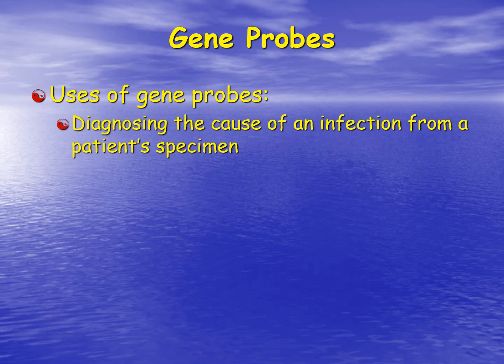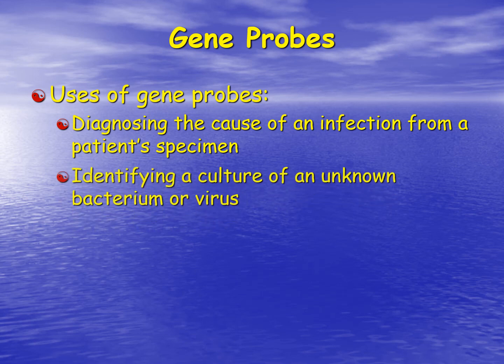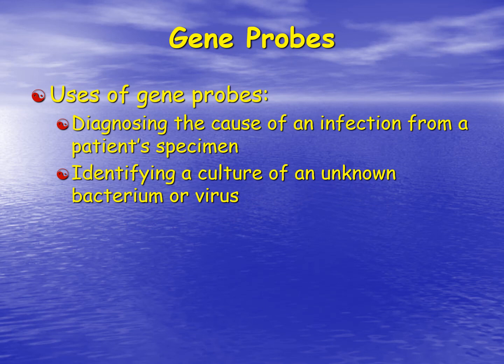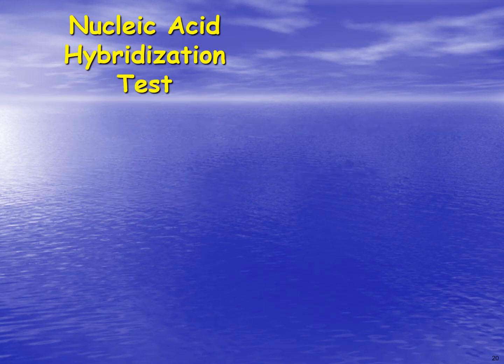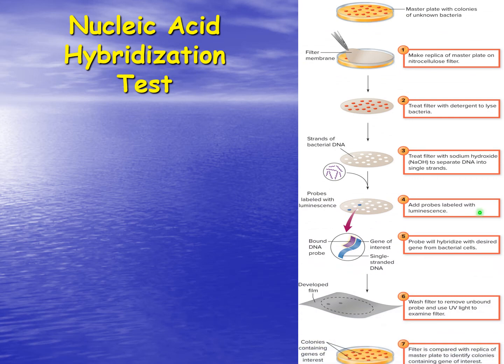Use of gene probes then allows for diagnosis of the cause of infection from a patient's specimen, because if we get hybridization of the known probe with the sample from the patient, we can then identify what the disease is caused by. We can identify a culture of an unknown bacterium or virus. So this is what we can do.